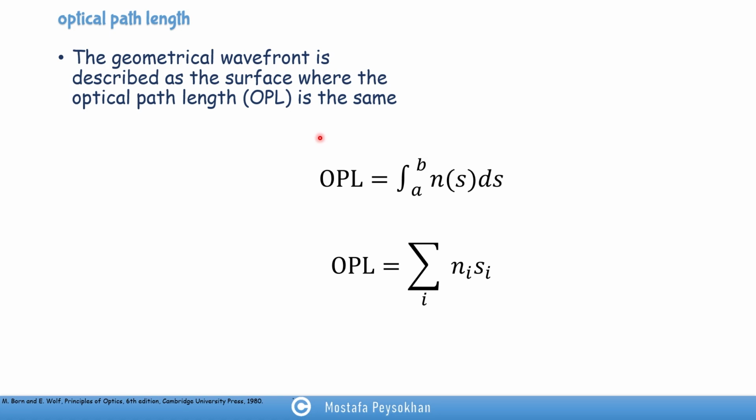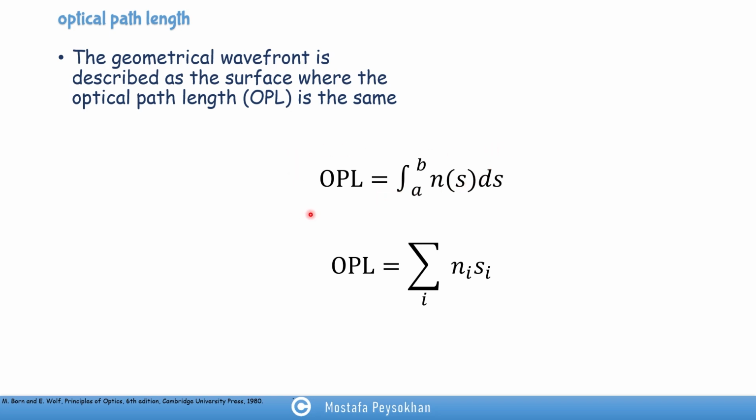Now let's talk about what the optical path length is. Optical path length, or OPL, has a very simple definition. From point A to B, if you multiply the refractive index times the small distance and integrate over all the distances, then you can find the optical path length.